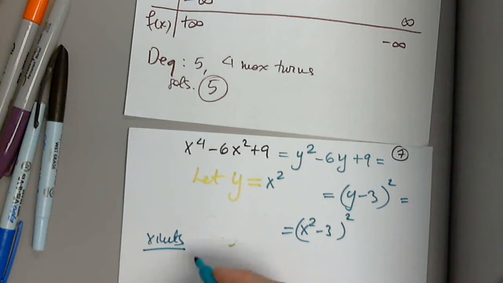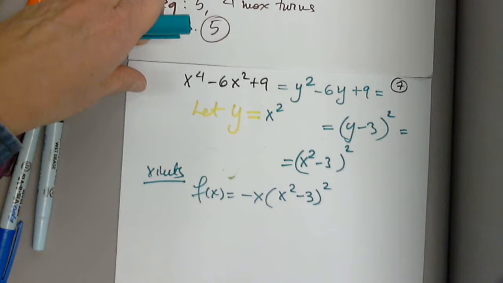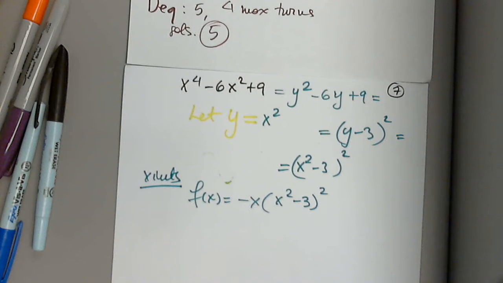We have the function. I'm going to copy it here one more time. Negative x and x squared minus 3, everything squared. And I want to determine the x-intercepts. One more time, how many solutions will we have to find? 5. Very good, awesome. So how do I find the x-intercepts for any function?